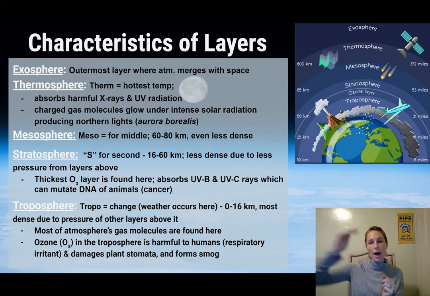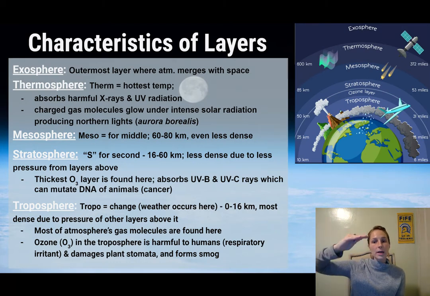So now if you go up another level, we're going to go to the mesosphere, and meso means middle. So that can help you remember it. And this is going to be at 60 to 80 kilometers from Earth's surface. And again, we're still going up in these layers, so it's going to be even less dense at the mesosphere.